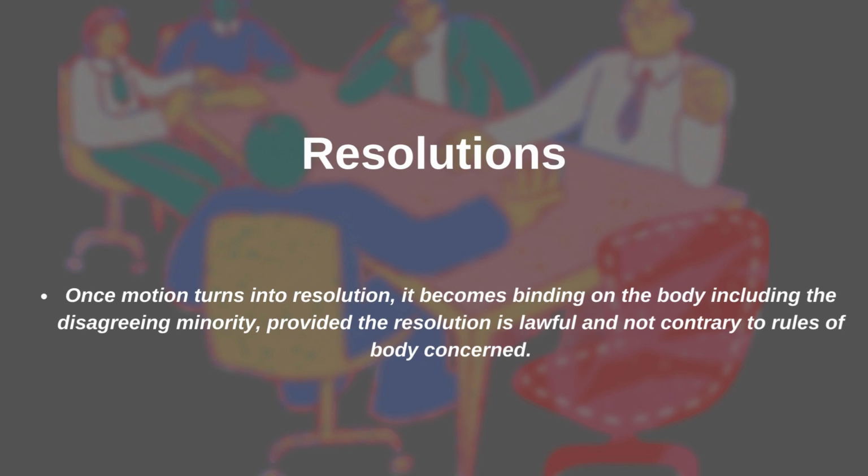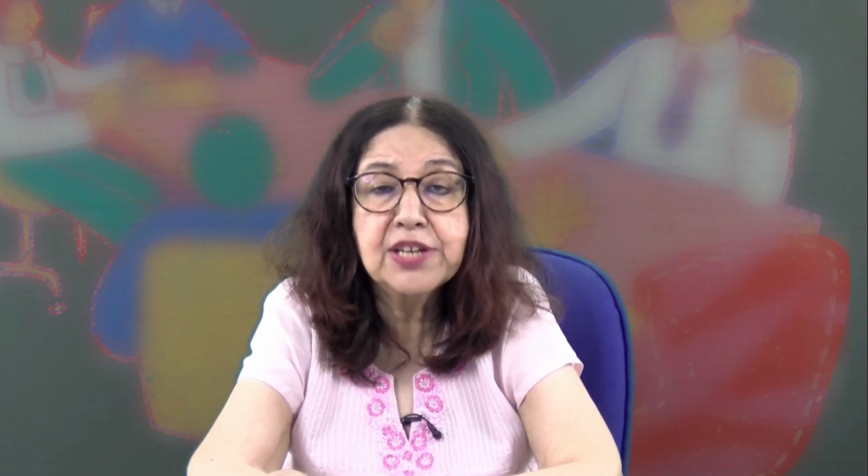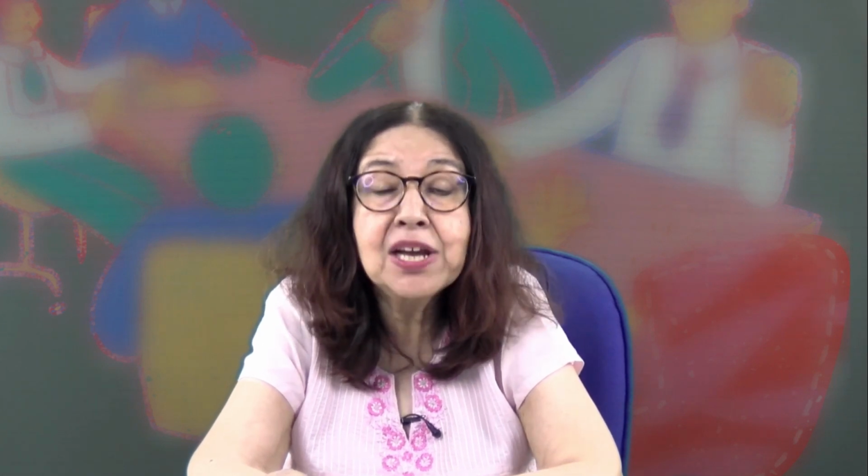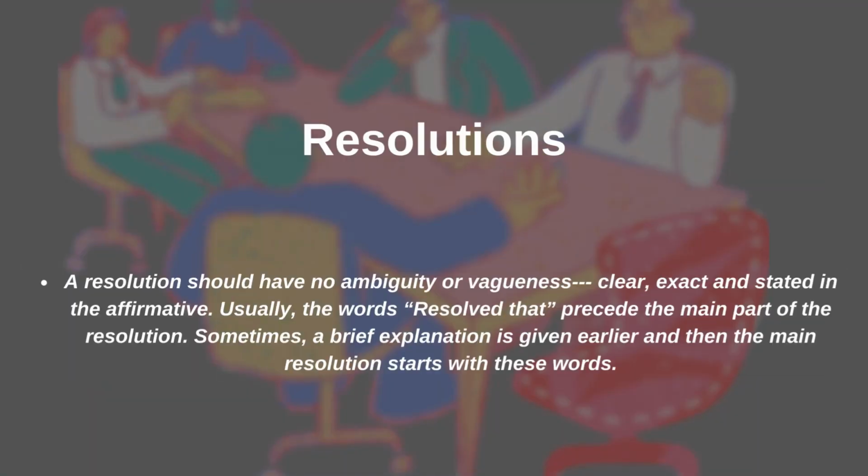Once the motion turns into the resolution, it becomes binding on the body, including the disagreeing minority, provided, of course, that the resolution is lawful and not contrary to the rules of the body concerned. So even if you disagree with the motion and you're in the minority, it becomes binding on you if a resolution is passed. A resolution should have no ambiguity or vagueness. It should be clear, exact, and stated in the affirmative. Usually, the words "resolved that" precede the main part of the resolution.